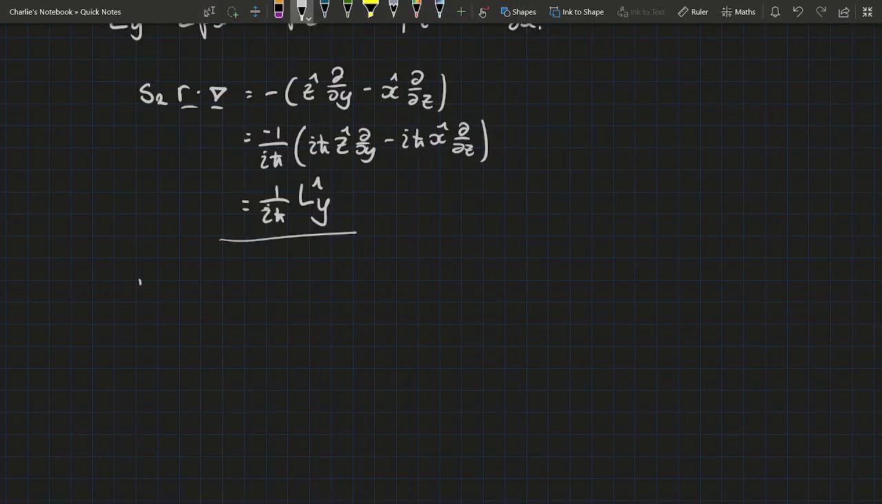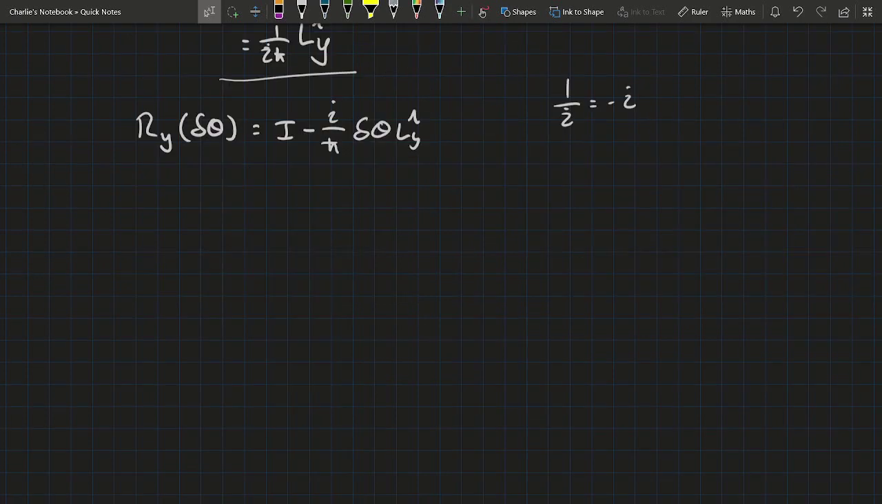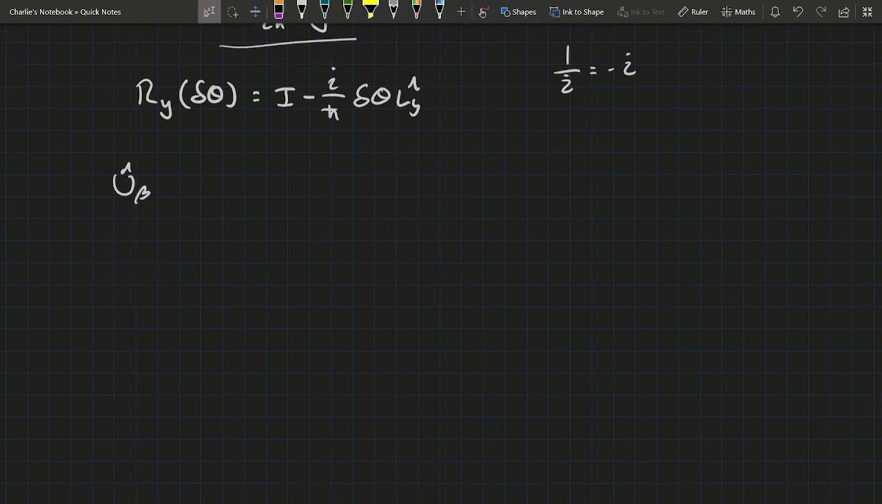This allows us to substitute back into R_y(δθ), which will be equal to I minus i over ħ δθ L_y hat, where we have used 1/i is equal to minus i. Now we want to explore the construction of an operator U(β) for finite rotations β about the y-axis.